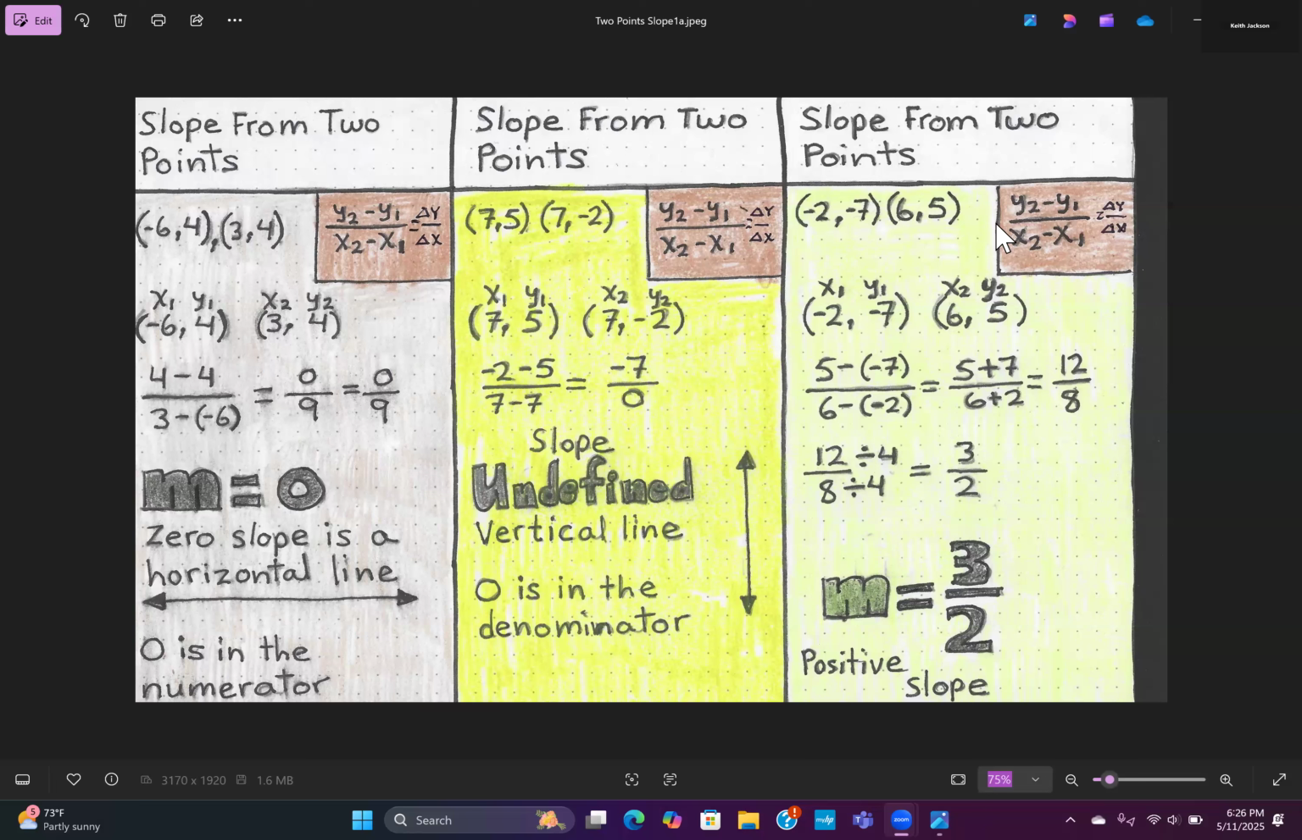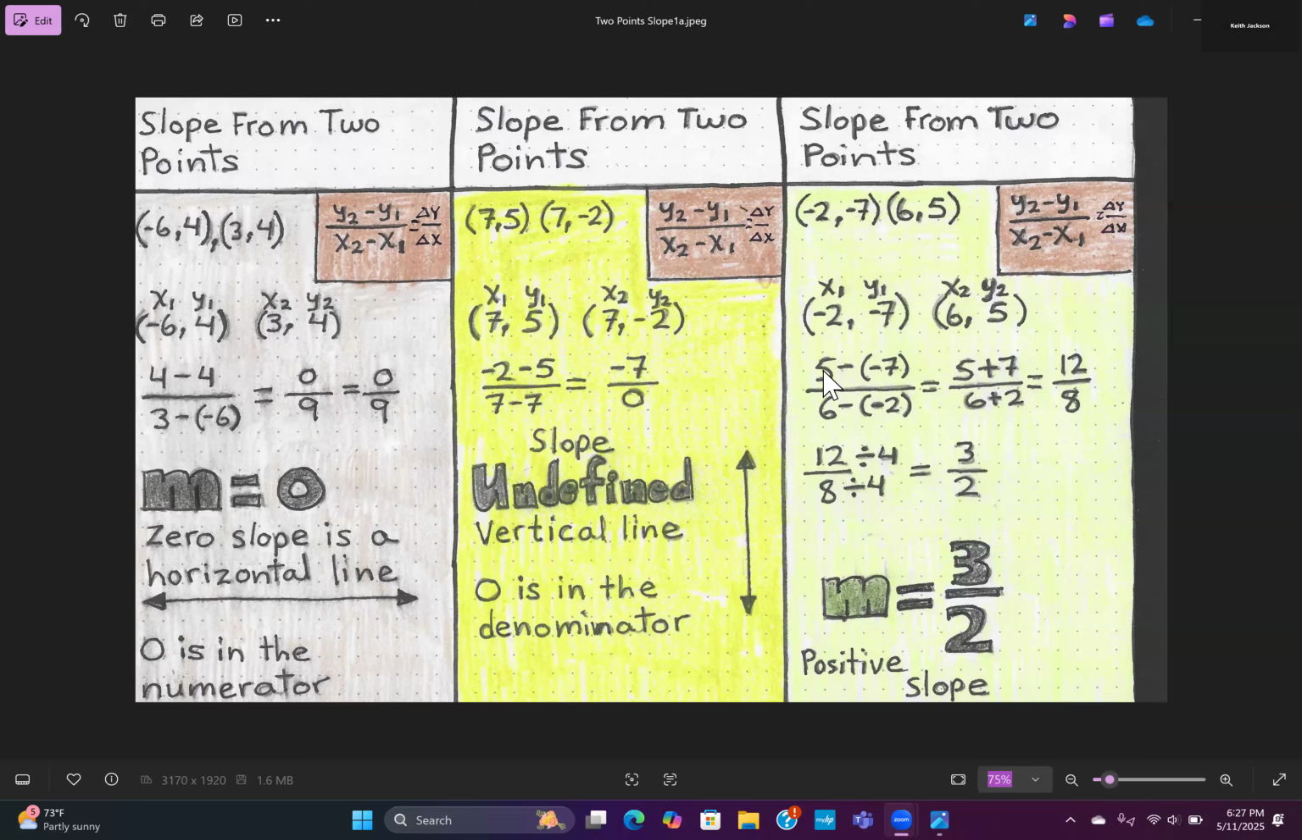6 comma 5, using y sub 2 minus y sub 1 over x sub 2 minus x sub 1, the change in y over the change in x, keeping in mind that y is vertical and x is horizontal. And we're going to neatly package our 2 points this way: x sub 1, x sub 2, y sub 1, and y sub 2. We're going to go y sub 2 minus y sub 1.